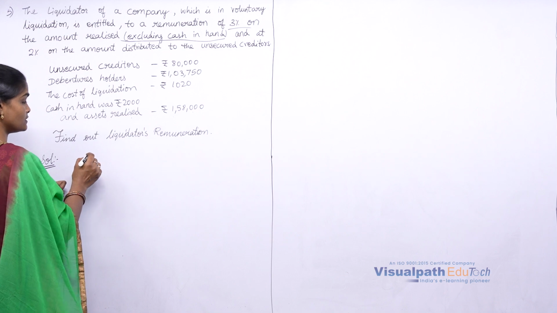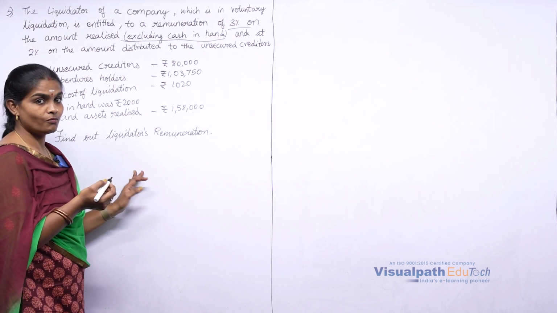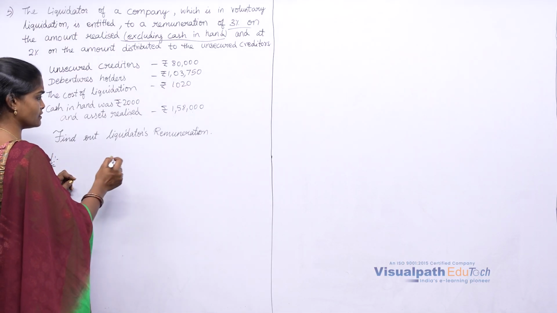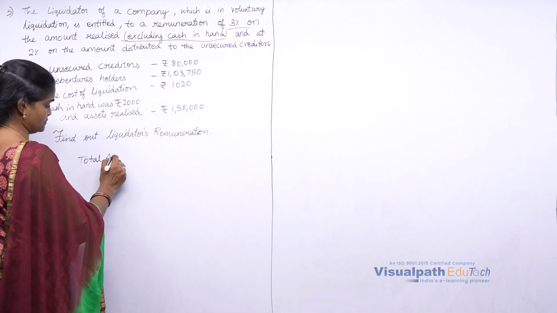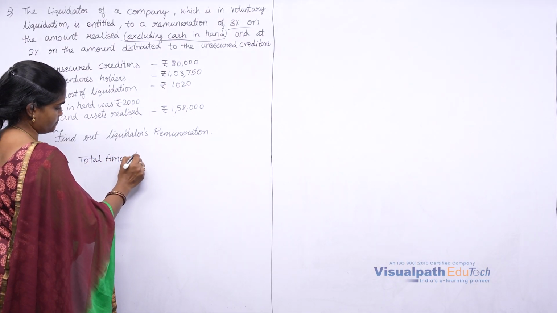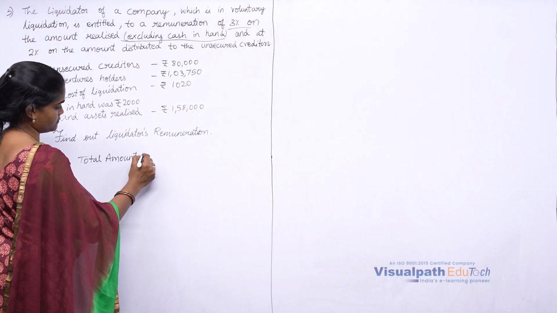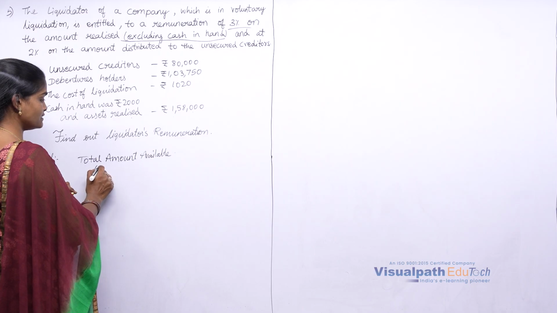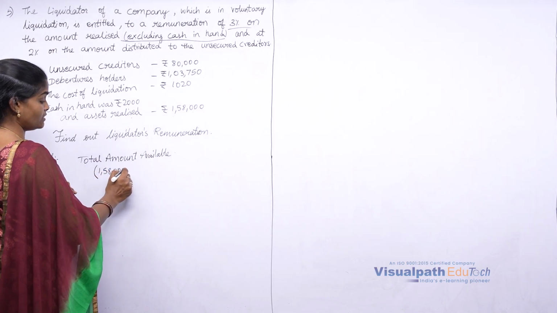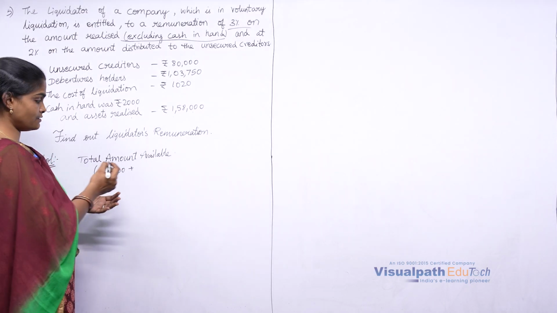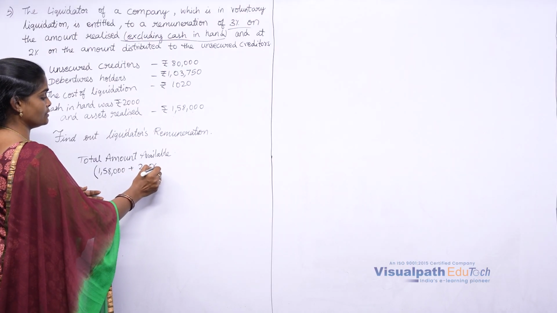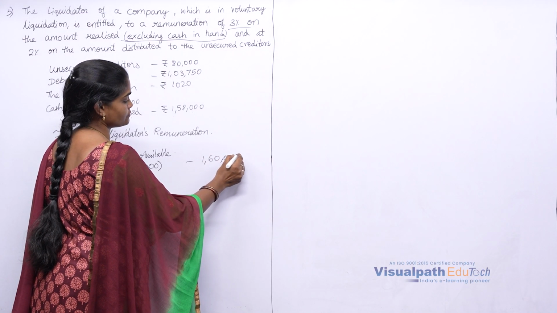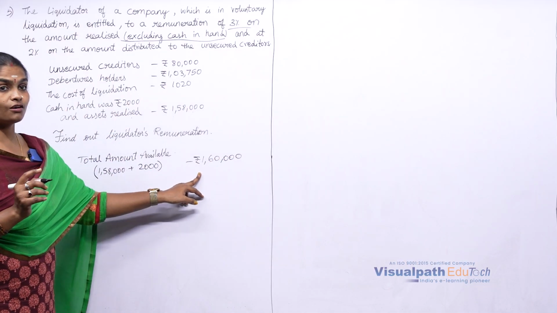Okay. First, find out whether the company is solvent or insolvent. How much is the actual amount available with us now? Total amount available. How much is the total amount realized? 1,58,000 plus cash in hand is ready with us, which is 2,000. Total 1,60,000.